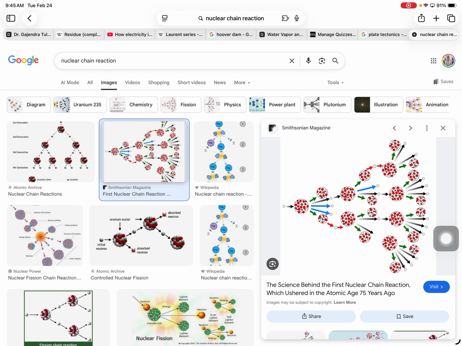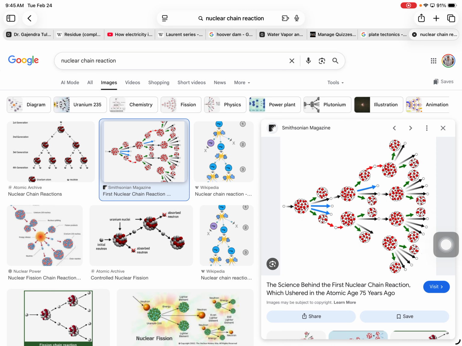If more than 1 neutron splits another nucleus, what you have is an atom bomb. It'll explode. In a nuclear reactor, you want to make sure exactly 1 neutron causes a further reaction, and that reaction will maintain. That'll be a steady state reaction.